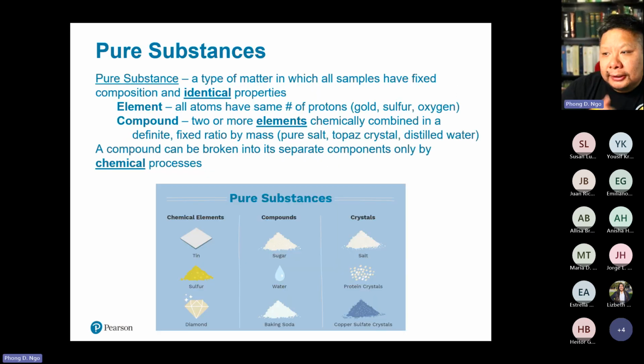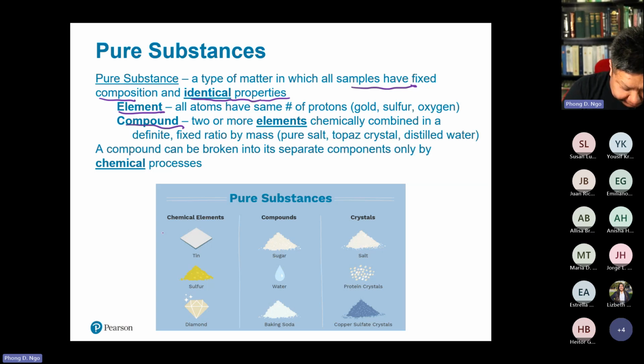So let's talk about pure substances. What are pure substances? A pure substance is a type of matter where all the samples are the same: same composition, same identical properties. So either you have all the same element or you have all the same compound, and you are a pure substance.